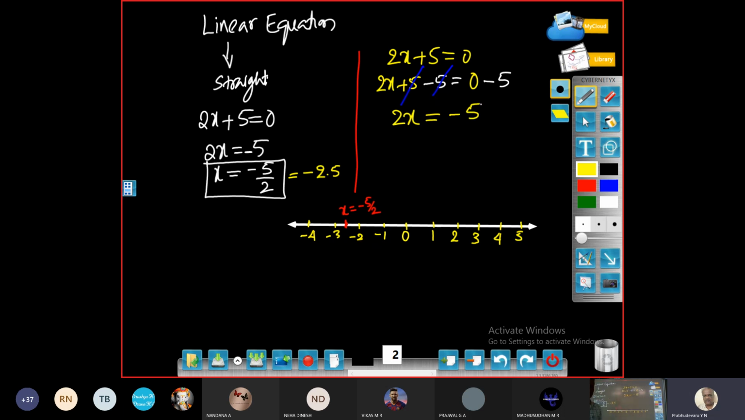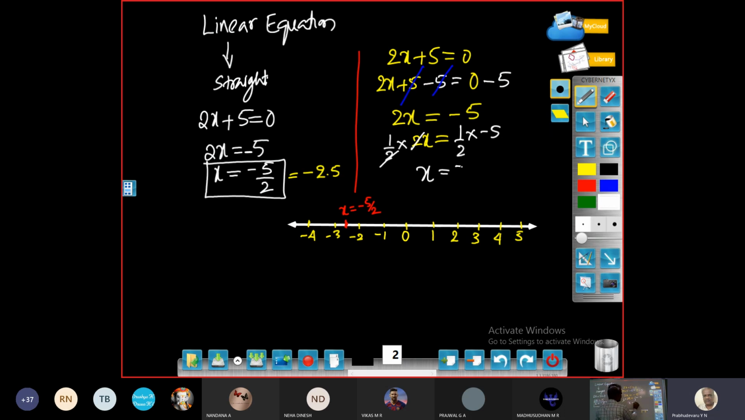Now again, what do you have to do? Multiply both sides by 1 by 2. So 1 by 2 into 2x is equal to 1 by 2 into minus 5. Now if you multiply this, 2 and 2 cancel.